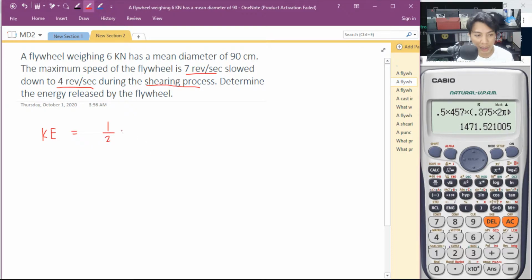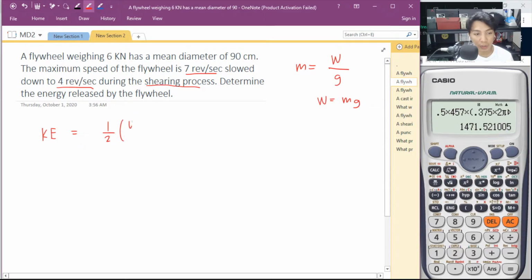Ano ba yung mass? Tandaan nyo, ang mass is equal to weight over gravity. Bakit naging ganun, sir? Weight over gravity. Di ba ang weight is mass times gravity? It is a measure of force. Okay? The force of mass that is affected by the gravity.